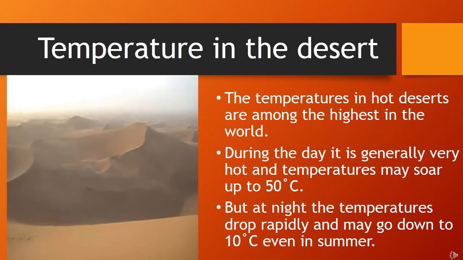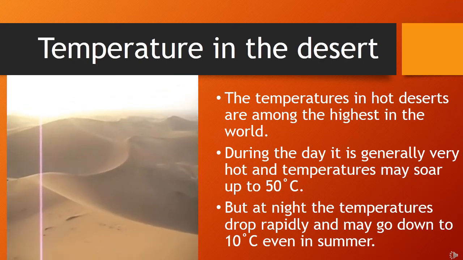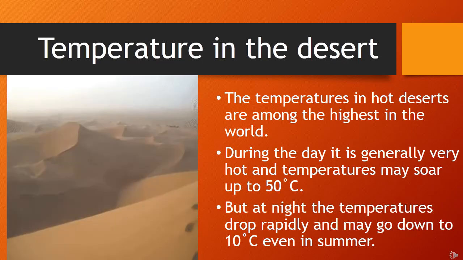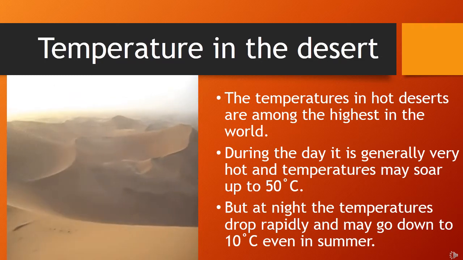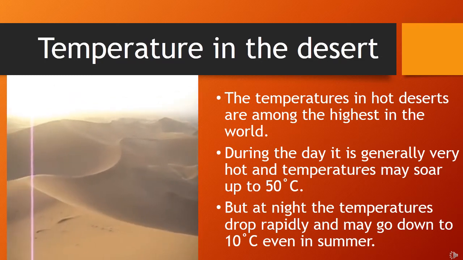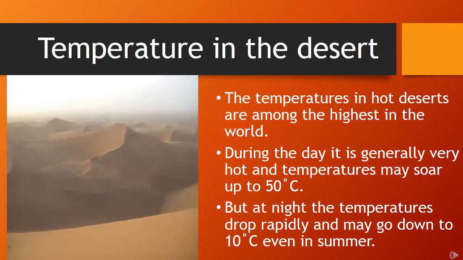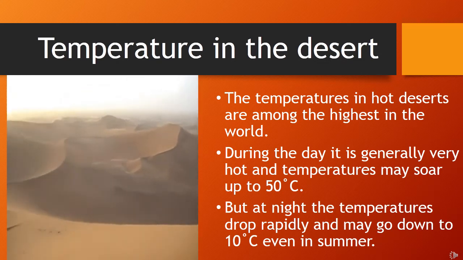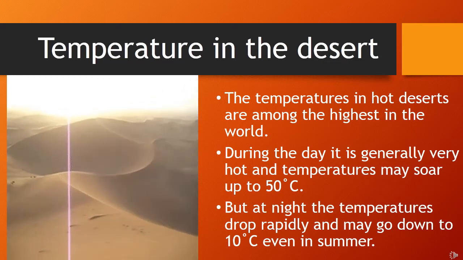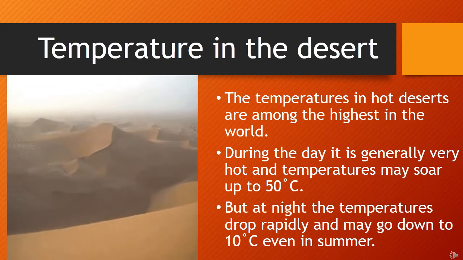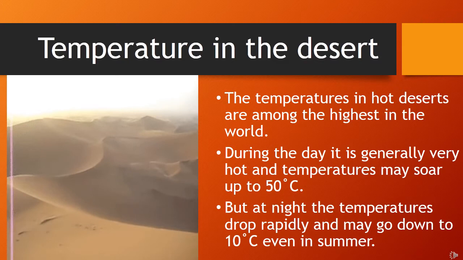So mainly what could be the temperature in the desert? The temperatures in the hot deserts are among the highest in the world. During the day, it is generally very hot and the temperatures may soar up to 50 degrees Celsius. But at the same time, during night time, the temperatures drop down rapidly and may go down to even 10 or less than 10 degrees, even though it is the summer season.